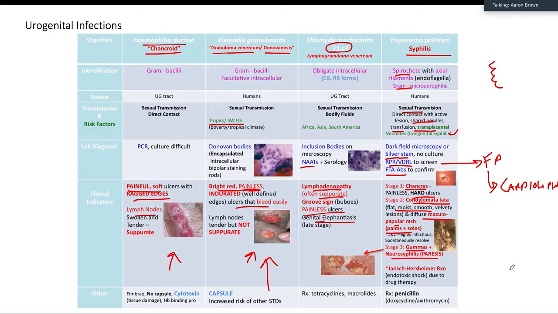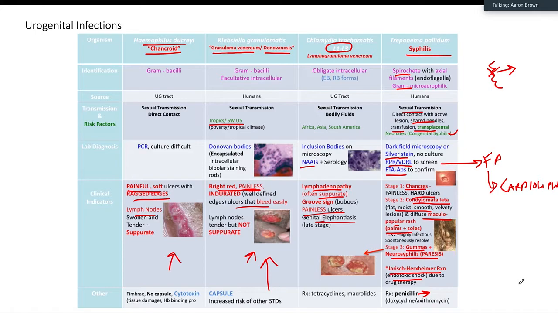Now, we have a very, very good treatment for syphilis, which is penicillin. Believe it or not, penicillin G, you can give it IV and kill the spirochete. However, when you start giving penicillin, you're going to be breaking down all of these spirochetes, right? These spirochetes have a lot of inflammatory stuff inside. And when we release all of that extra inflammatory stuff, we're going to get something called the Jarisch-Herxheimer reaction, which can lead to endotoxic shock. A lot of these inflammatory mediators are being released and causing shock.